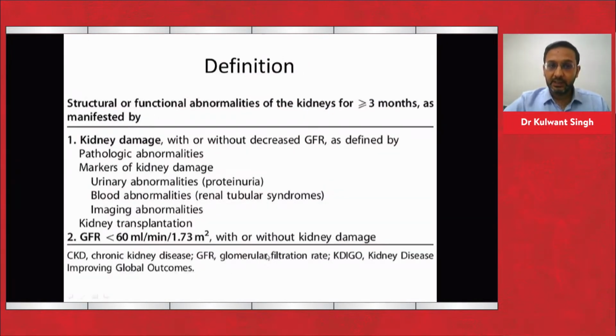So in definition, we define CKD as structural or functional abnormalities of the kidney present for 3 months, manifested by either kidney damage, shown by some histopathological abnormalities, or abnormalities in the urine, abnormalities in the blood, like acidosis in renal tubular acidosis, abnormalities in the imaging, kidney transplantation, or when the GFR is less than 60 ml. So this is basically the definition of CKD.